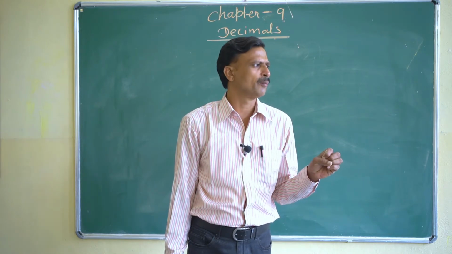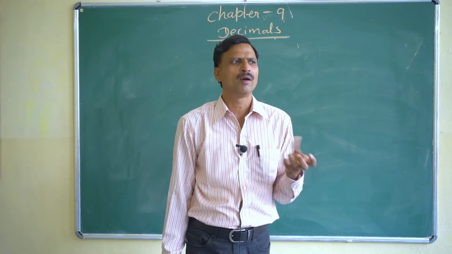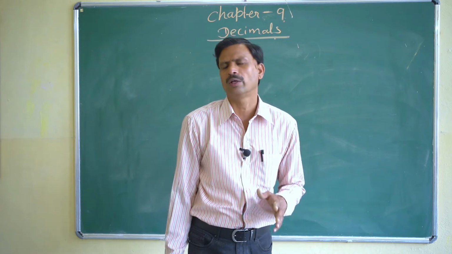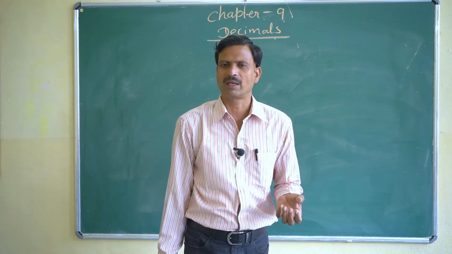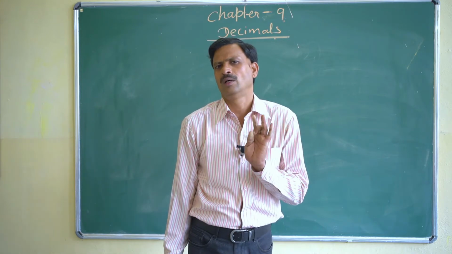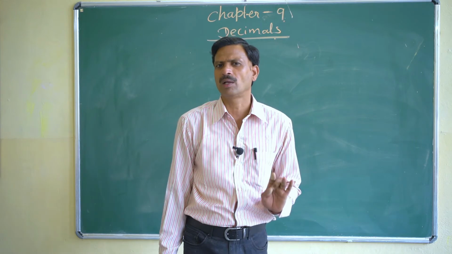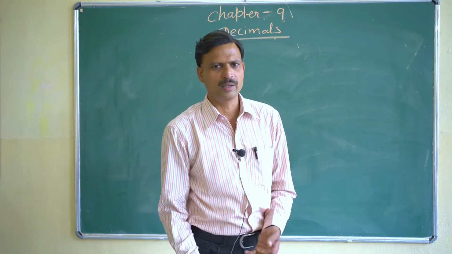We can add two decimal numbers, we can multiply decimal numbers, we can divide two decimal numbers, etc. All the operations we can do in decimal numbers, we can do in the same manner. We only have to be particular about where the decimal will come. So I am taking some questions from your exercise. Okay, you will understand better.